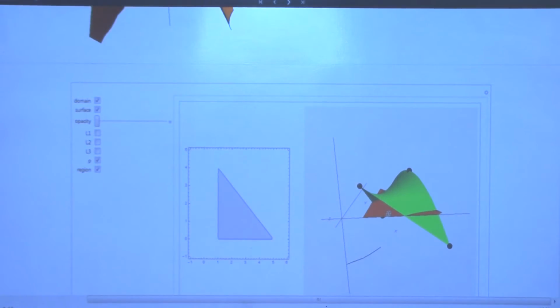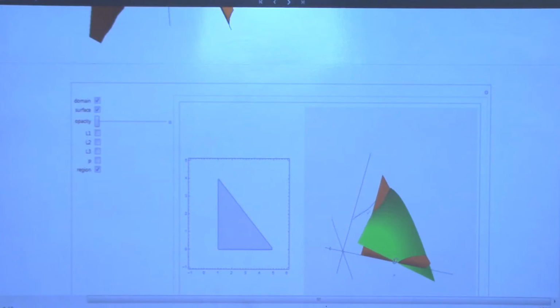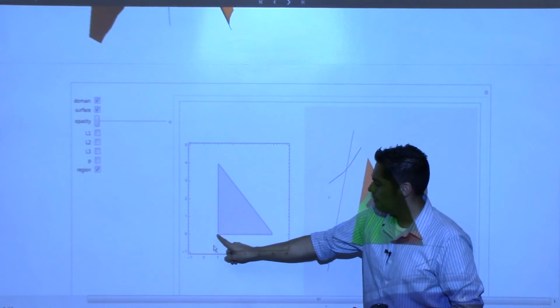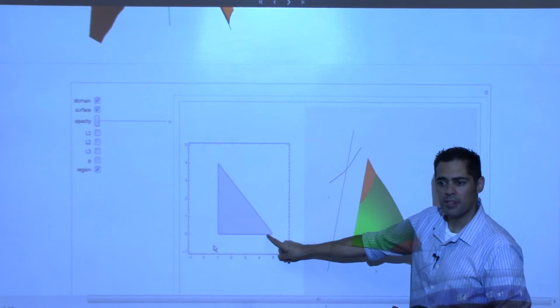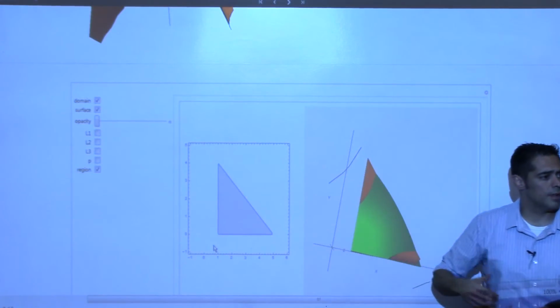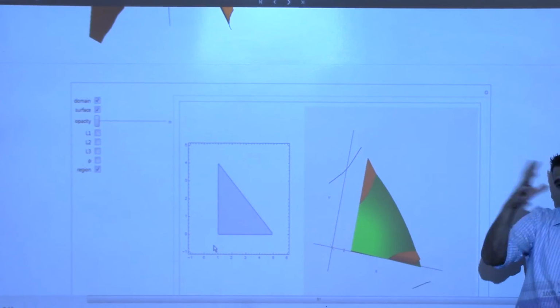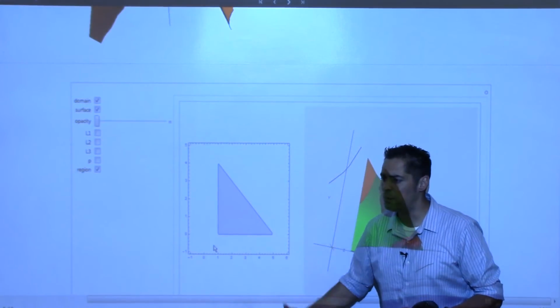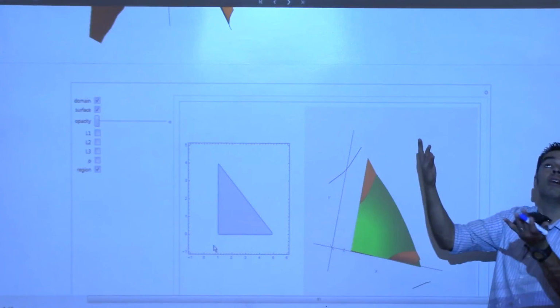So let's talk about, take these points out for a second. Let's talk about if we were just to take, on this triangle, just this line right here, and plug just that line into the function, what would it draw? Would it be a surface? Would it be a vector? What would it be? If just this line gets plugged into the function, what comes out up there?